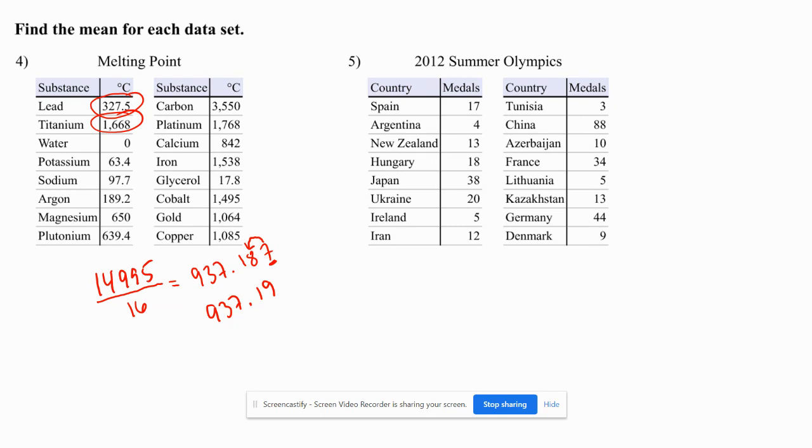All right, let's take a look at number 5. I'm comparing the Summer Olympics medals in 2012. I have some countries and I see how many medals they have. I'm interested only in the number. So I'm going to add my numbers. 17 plus 4 plus 13 plus 18 plus 38, on and on. I have the use of a calculator in here. So I added all my numbers and I happen to have 333.